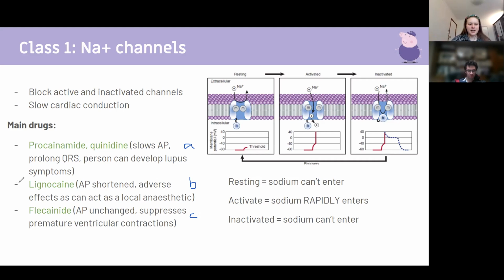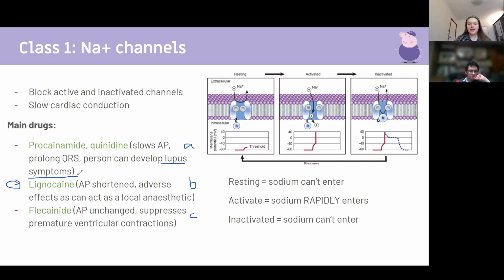So this is the main drug that you'll see for class 1, but these other 2 categories can come up as well. Procainamide and quinidine slow the action potential and prolong the QRS. As a result of that, the person can develop lupus symptoms. So something to know with sodium channel blocker drugs is that the person can develop lupus-like symptoms.